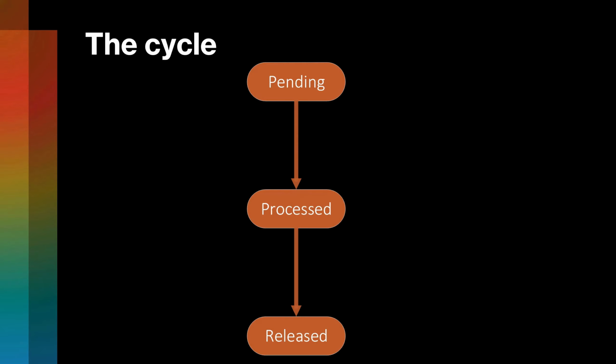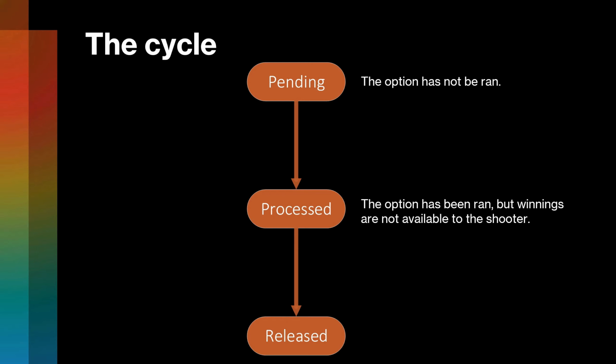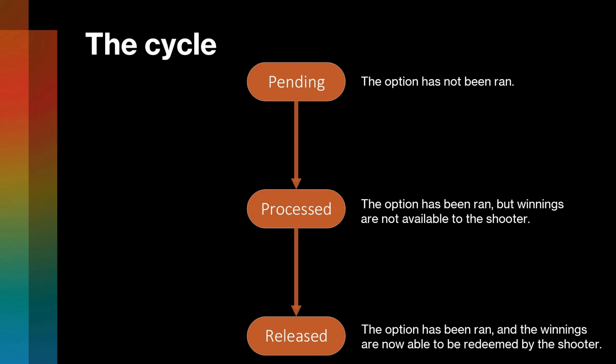So what is the cycle? We start out with pending, and then we go to processed and then released. So pending means the option has not been ran yet. And then processed means the option has been ran, but the winnings are not available to the shooter. And then finally, released is the option has been ran and the winnings are now able to be redeemed by the shooter. So the shooter can redeem it at cashiering and use their winnings to pay for future events. The winnings could be paid out in cash or a check on demand, or they can be printed out in a batch sum of checks.